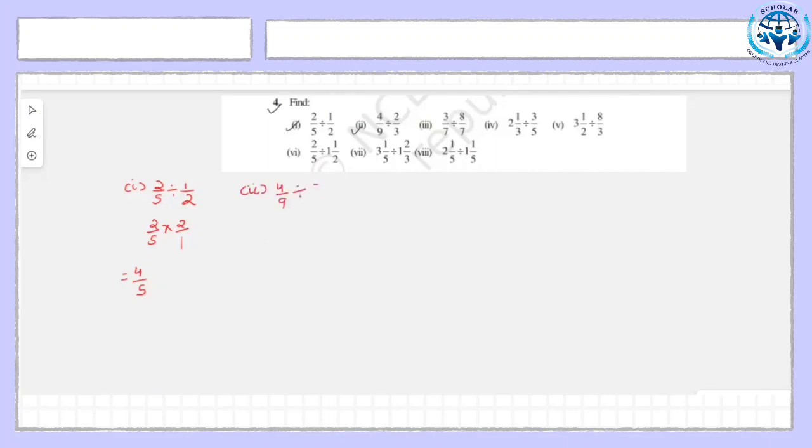Second is 4 by 9 divided by 2 by 3. 4 by 9 into 3 by 2. 2 2 ja 4, 3 3 ja 9. Answer is 2 by 3.